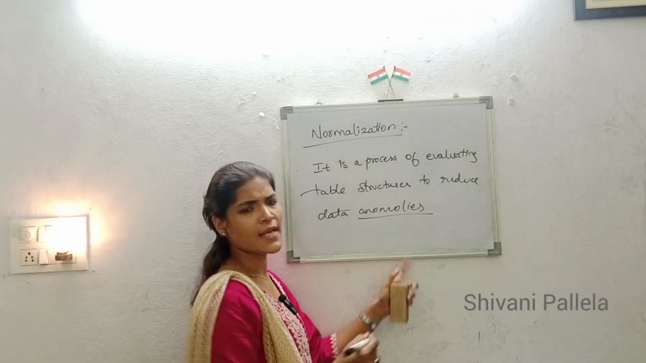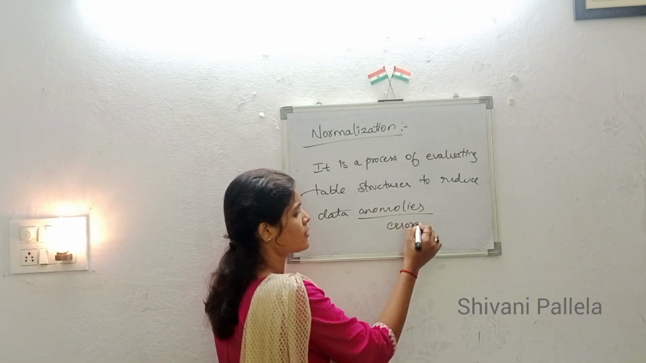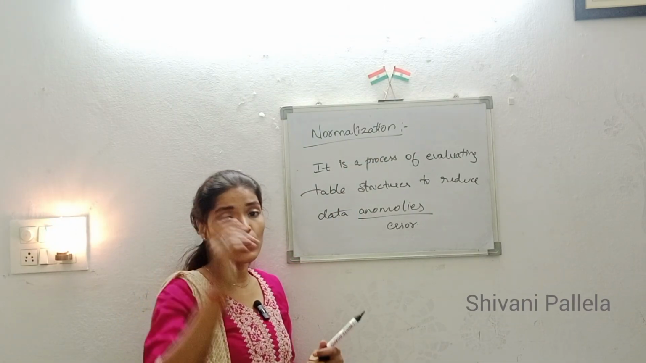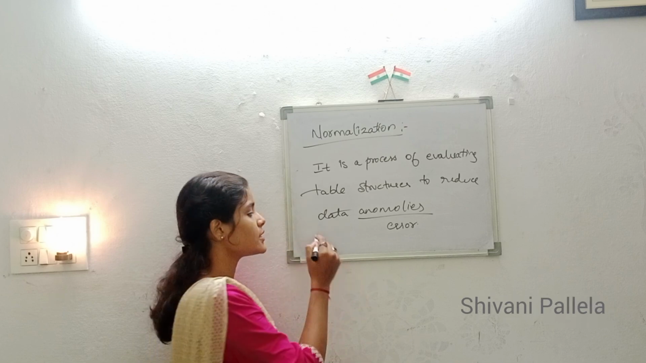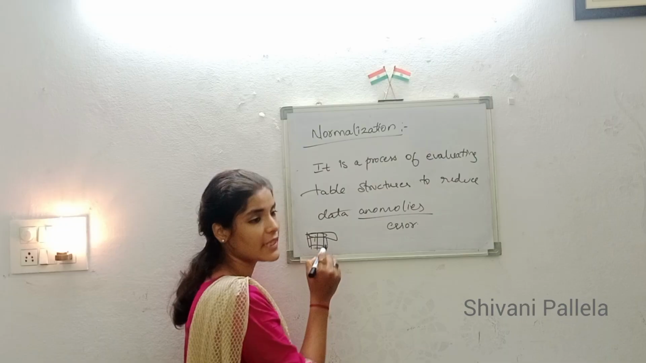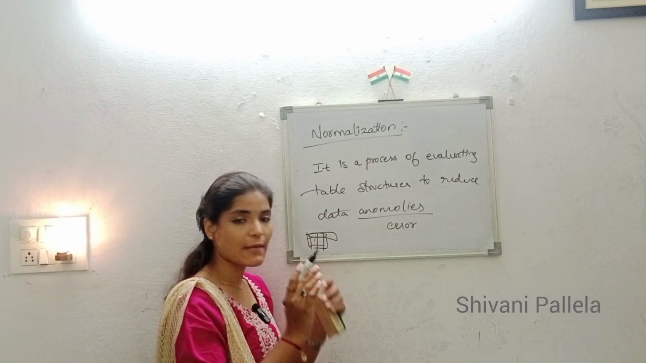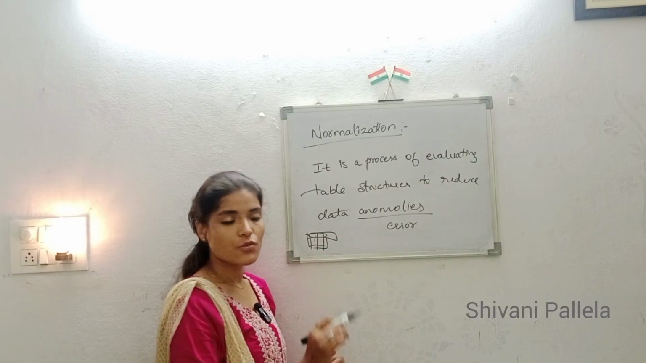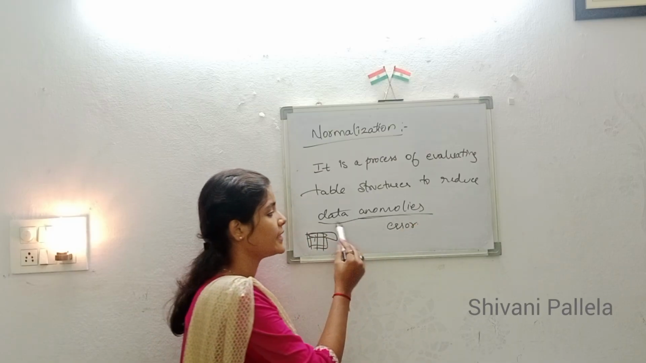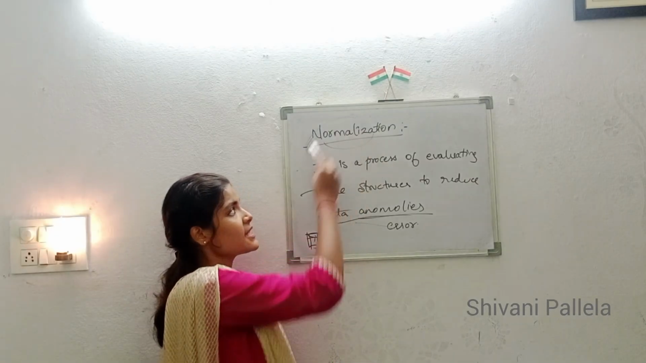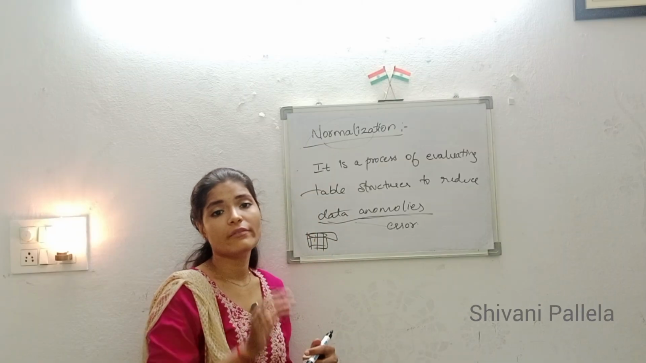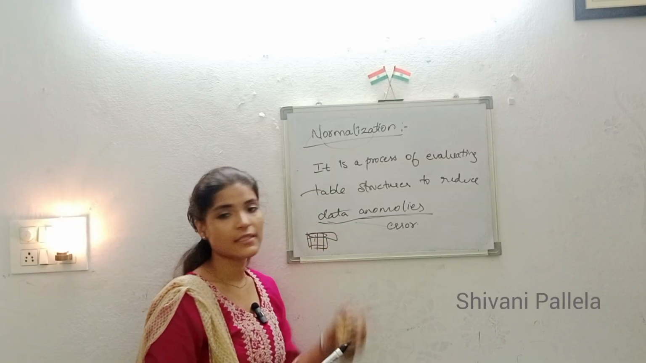What is meant by anomalies? Anomalies means errors. What does this normalization topic do? It will evaluate the table while we are inserting the data in a table format, which we are uploading to a database. While uploading it to a database, we will get some data anomalies, that is called data errors. So these normalization rules and formulas will help you to reduce the data errors.